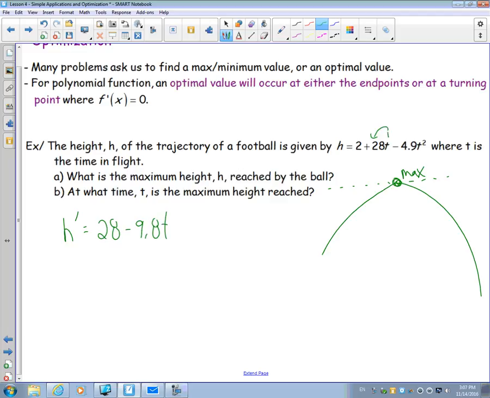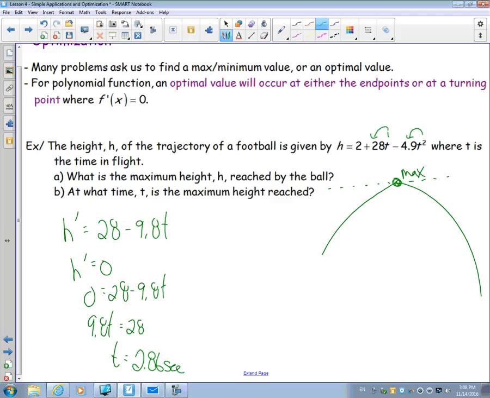Here is using 1 times 28, 2 times 4.9. I want to know where I hit the maximum, so I want to take my derivative, set it equal to 0, and then solve that. So we'll get 9.8t equals 28. And if we take 28 and divide by 9.8, we end up with 2.86 seconds. That's when we hit the maximum.